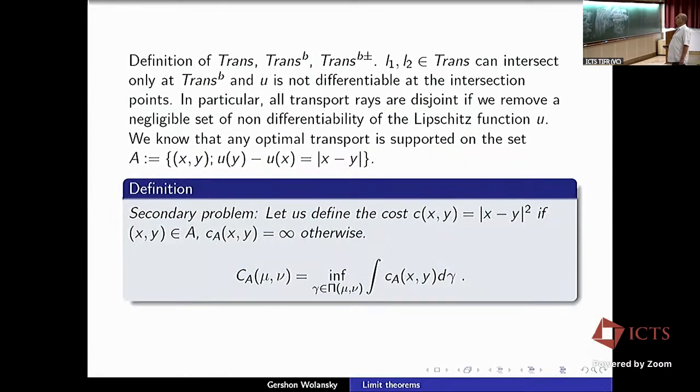We recall that in general there's no uniqueness, but there is uniqueness for monotone mapping. So we want to discard all plans which are not monotone in this sense. So let's define a secondary problem. I look for a cost C, which is quadratic, but it's only quadratic on the pair x and y in the set A, and infinity otherwise. And I minimize the cost between mu and nu with respect to this cost.